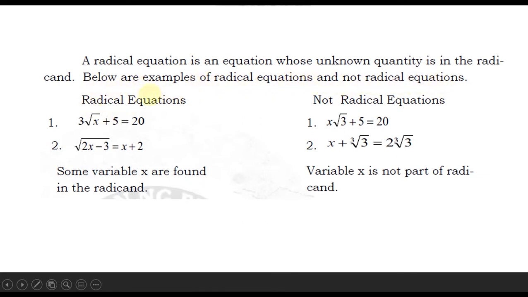For radical equations, we have here, first example, 3 times square root of x plus 5 equals 20. And then the second example is square root of 2x minus 3 equals x plus 2. Some variable x are found in the radicand.